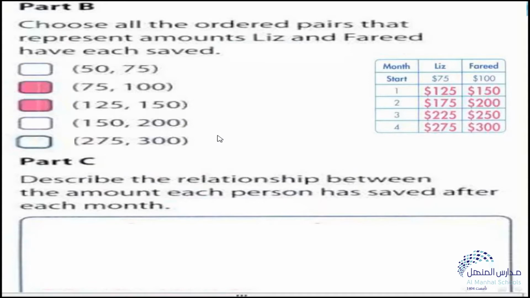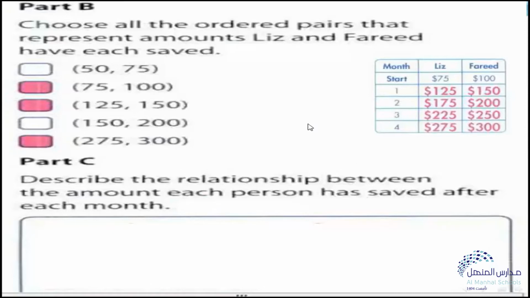So I will choose it now. 150, 200? Yeah, I have 150 and 200 here, but I have $100 and 200 also for Farid. So here there is no corresponding number, because I would have to choose the corresponding number for 150. The corresponding number for it is 125, not 200. So I didn't choose it. I also choose 275 and 300 for the fourth one.